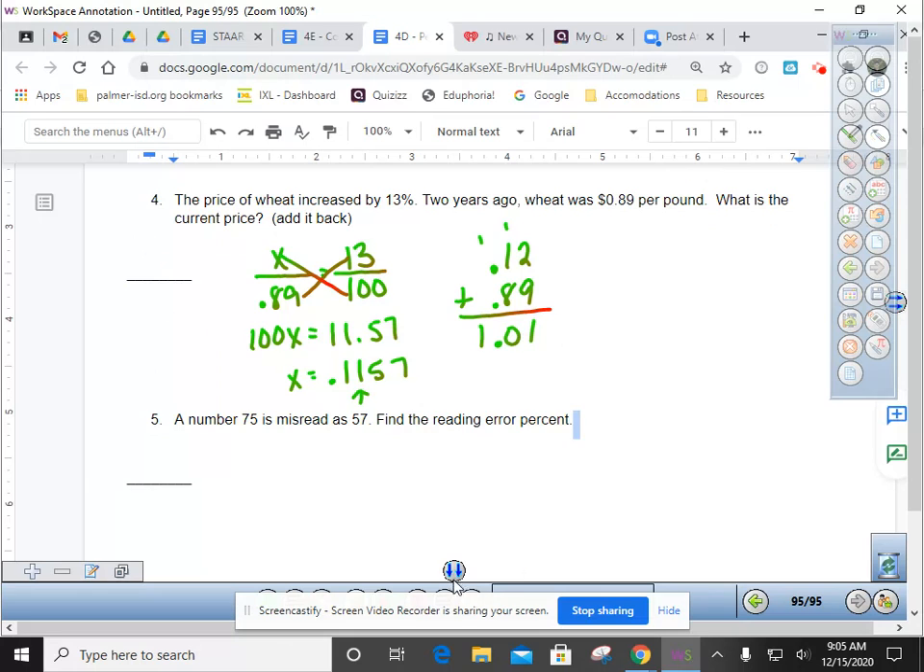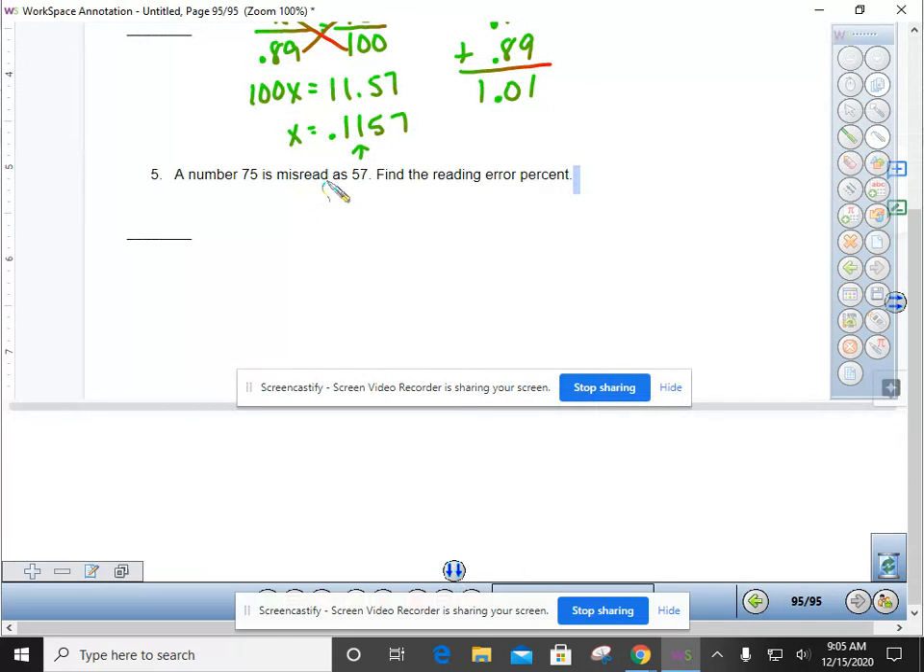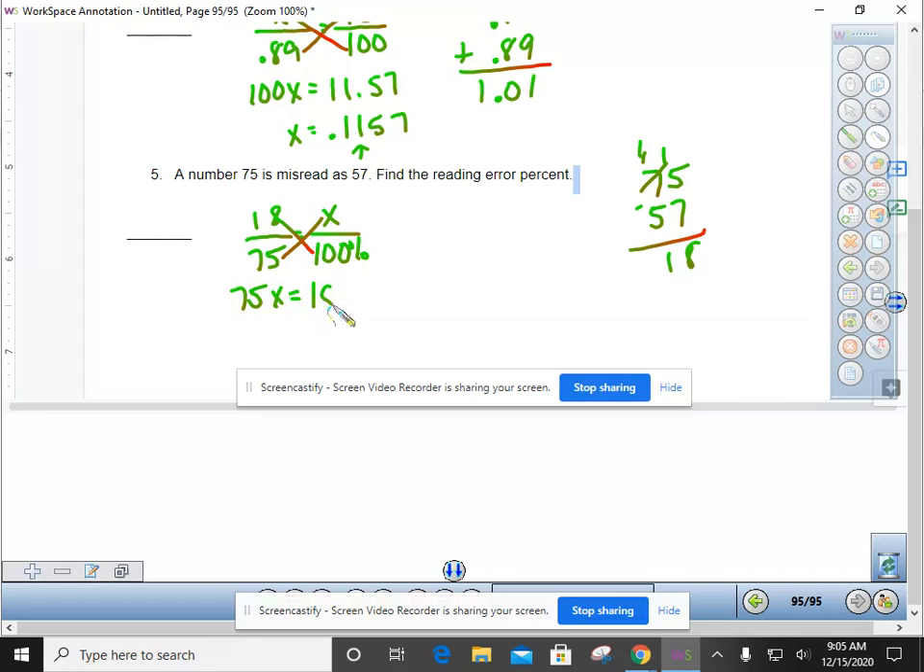Awesome. Number 5. A number, 75, is misread as 57. Find the reading error percent. So write a proportion. This is 100. What do we have to do to find what goes on top here? Subtract. There you go. Did you get 18? Yes, ma'am. And then we divided both sides by what? 75.